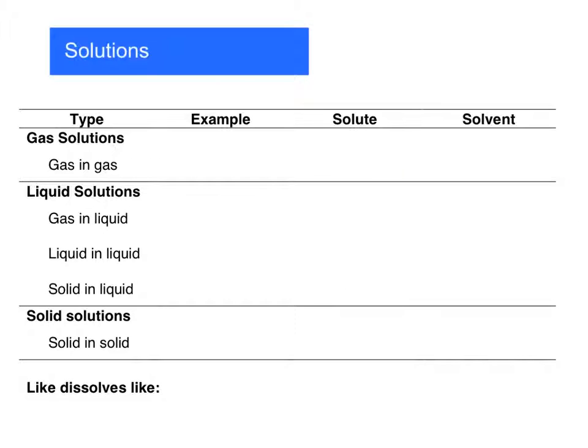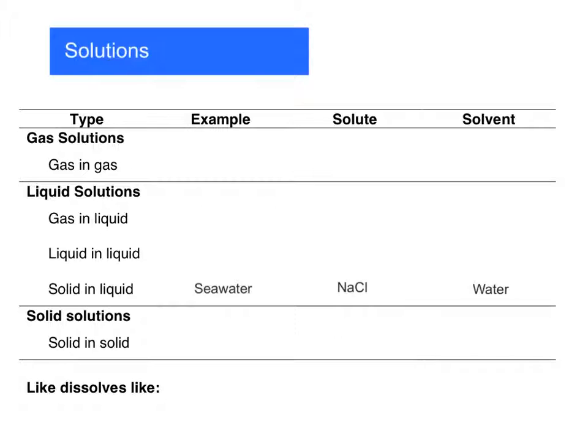Now let's talk about a few examples of different types of solutions. So liquid solutions are probably the ones you think of first, and most people think of solid and liquid solutions first. So an example of this would be seawater, for example, which is water with sodium chloride, which is salt dissolved in it. So in this case, water would be the solvent, and NaCl, sodium chloride, would be the solute.